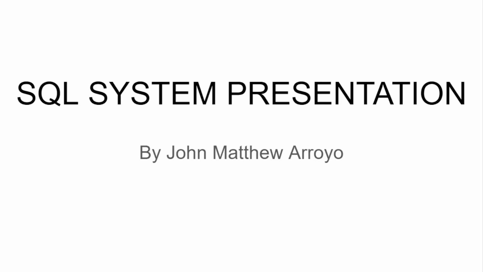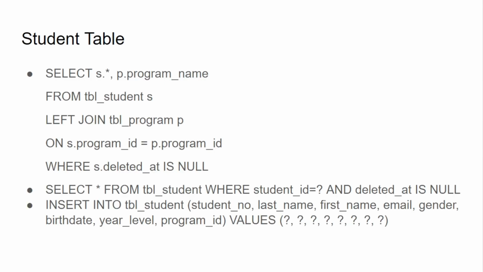So, in our system, in each of the tables that are included in the system, starting with the student table, these are the SQL queries that were made inside this part. First things first, we got the select statement. We selected all the student columns, and at the same time we get the column program name from the program table. We did that by joining it using left join, and we use the program ID as the identifier in order for them to join properly.